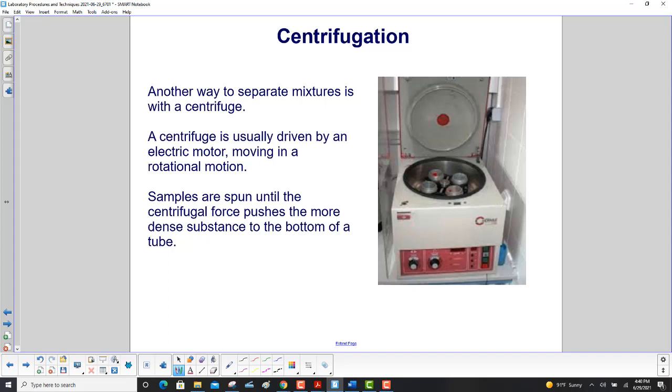Centrifugation. Another way to separate mixtures is with a centrifuge, and that's over here. A centrifuge is usually driven by an electric motor moving in a rotational motion. Samples, hopefully you can see them here, are spun until a centrifugal force pushes the more dense substance to the bottom of a tube.